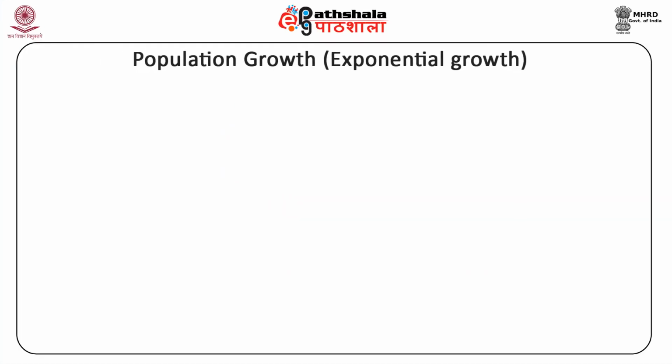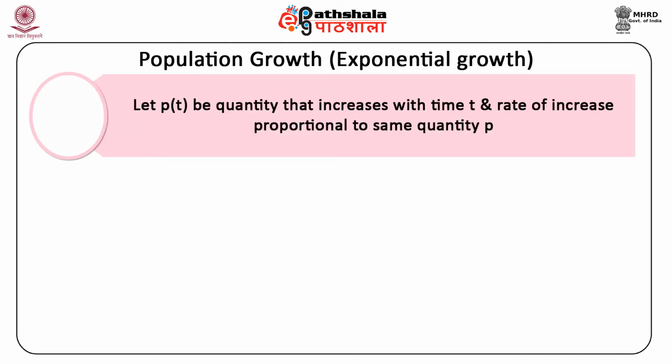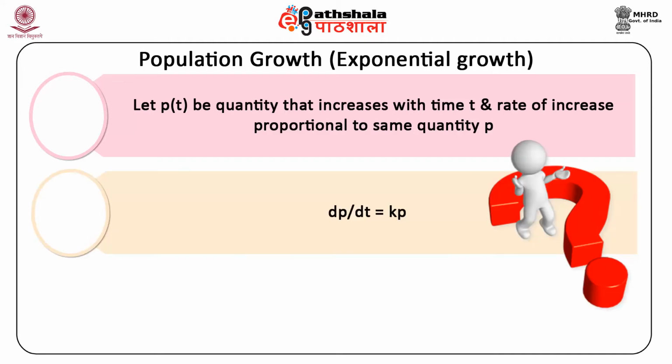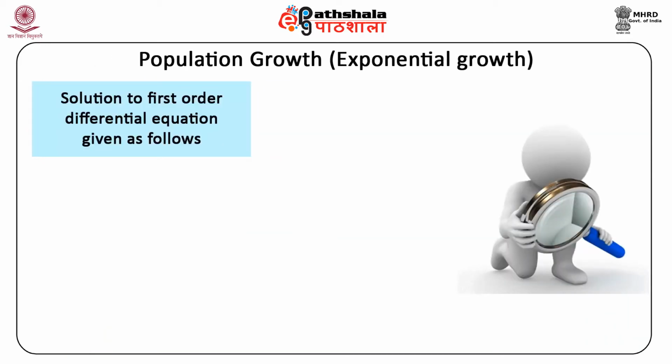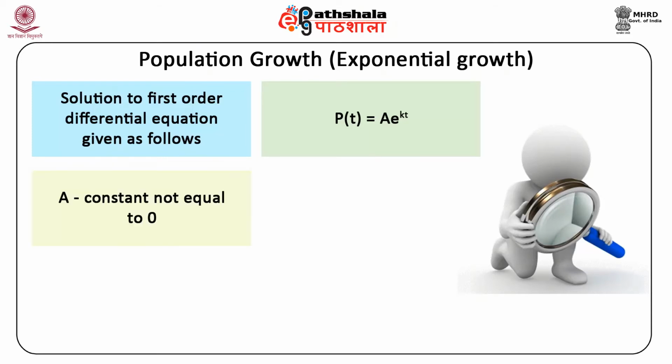Now, we will discuss population growth or exponential growth. Let P(t) be the quantity that increases with the time t, and the rate of increase is proportional to the same quantity P as follows. dP/dt = kP, where dP/dt is the first derivative of P, k is greater than 0, and t is time. The solution to the first order differential equation is given as follows. P(t) = a e^(kt), where a is a constant not equal to 0.